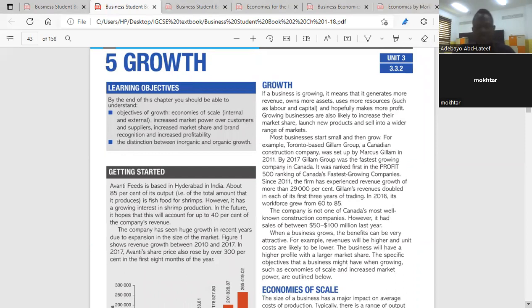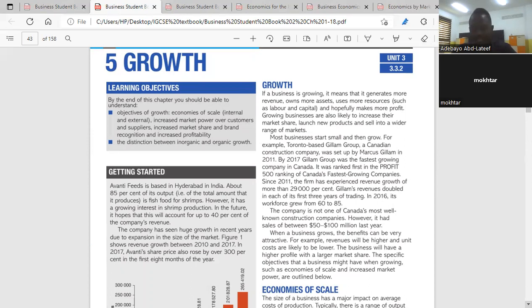Okay, great. So I wrote, growth. If a business is growing, it generates more revenue. That means it's making more revenue in terms of sales. It's selling more than it used to sell. That is growth. It owns more assets than it used to have. It is also growth. It uses more resources, either more workers or more machines. If a business starts using more workers than it used to, then it is expanding.